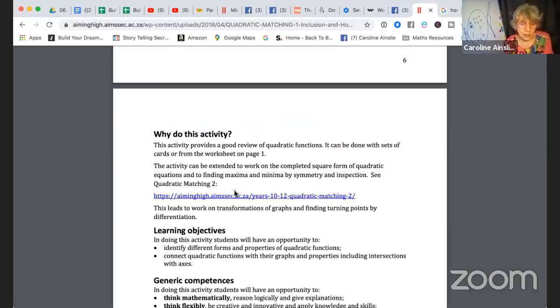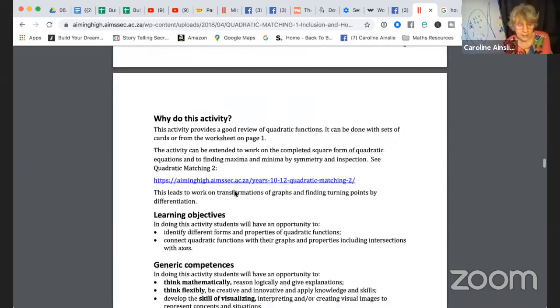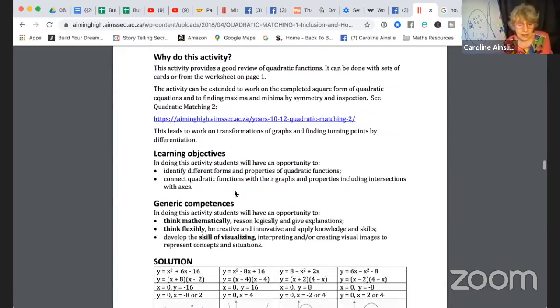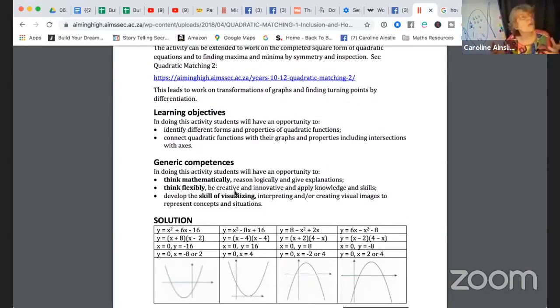So it provides a good review of quadratic equations, quadratic functions. If you weren't too clear about them, this is a great way. It's a rich activity that should give you much more understanding. And it's identifying forms and properties in quadratic functions, and connect the functions with their graphs and get some experience doing that.